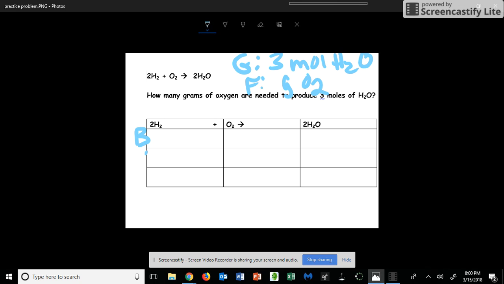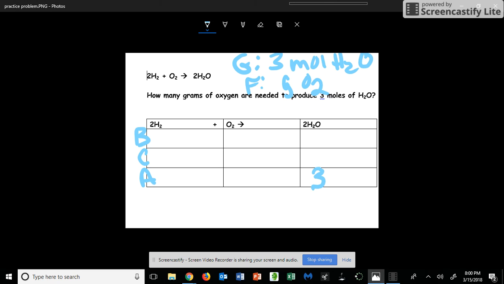BCA table stands for before, change, and after. So with our 3 moles of water, water is a product because it's on the right side of the equation. And you have products after the reaction, not before. So we're going to be able to jump in the table with our 3 moles of water.